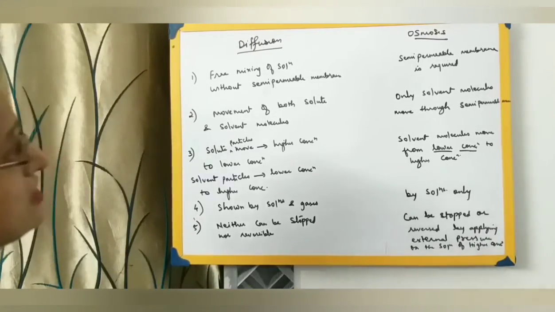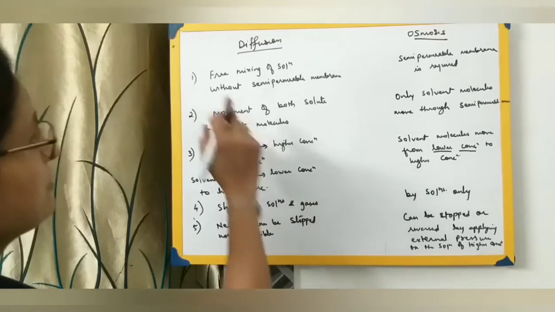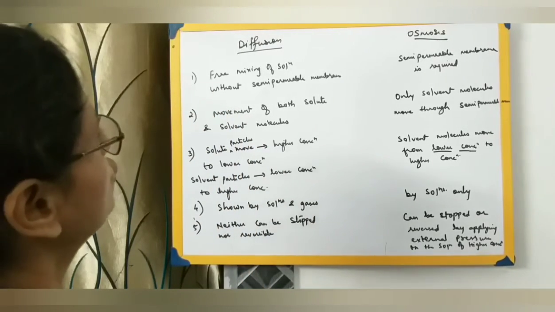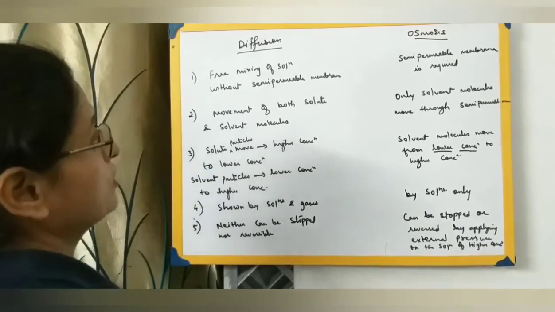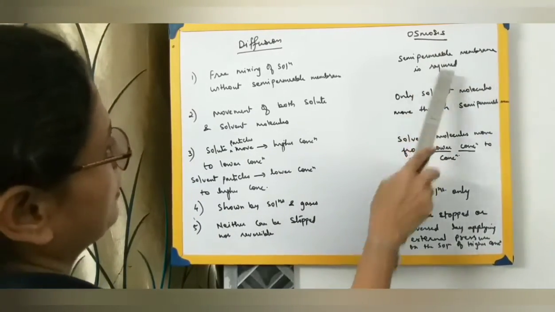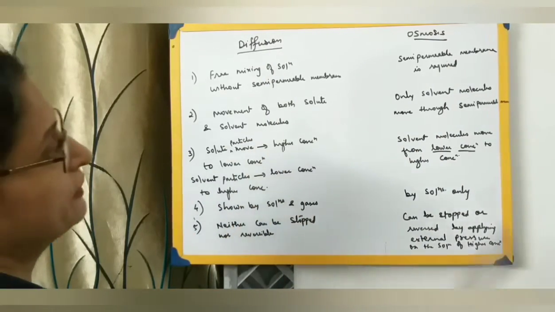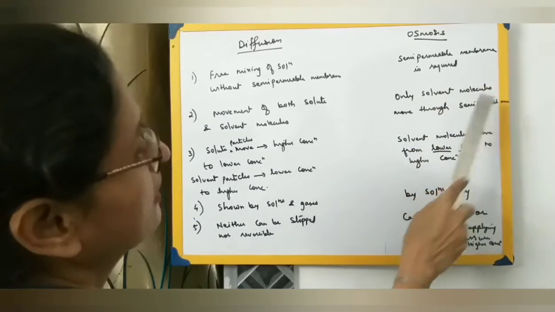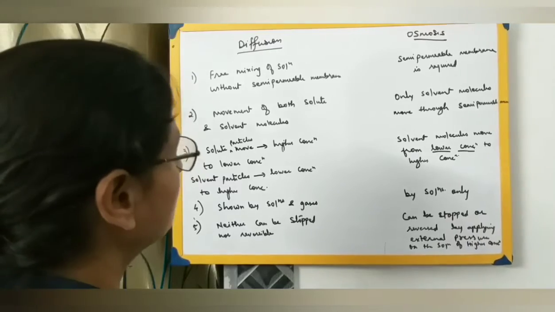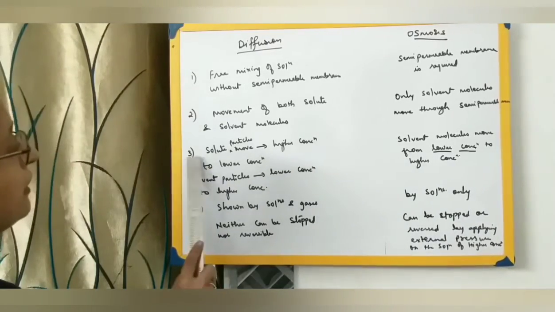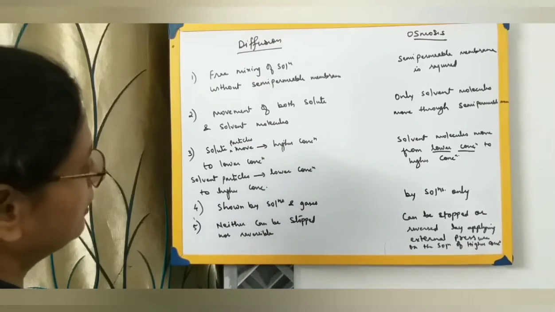So the differences, see that it's a part of the syllabus, so you go through these points carefully. Diffusion is a free mixing of solution without a semi-permeable membrane. But in osmosis, a semi-permeable membrane is very much required. In diffusion there is movement of both solute and solvent molecules, but in osmosis only solvent molecules move through the semi-permeable membrane; movement of solute particles does not take place. Third point, solute particles move from higher concentration to lower concentration in diffusion.